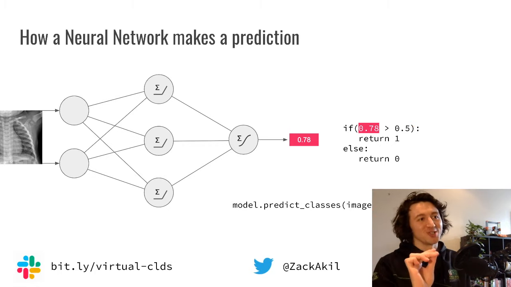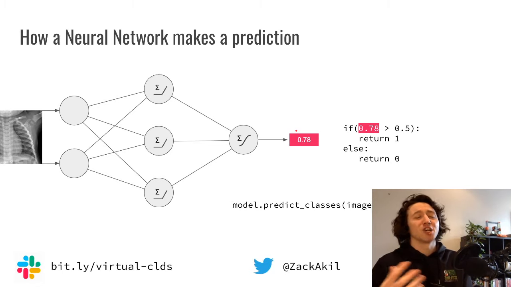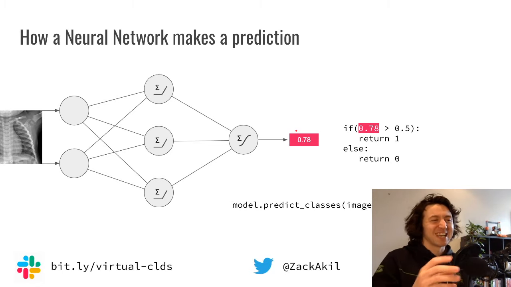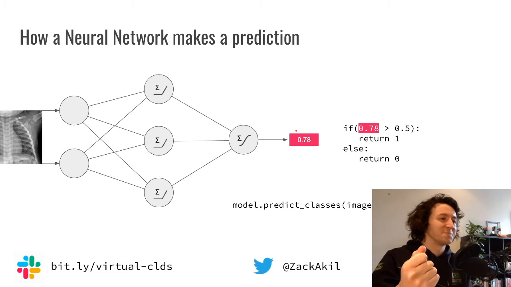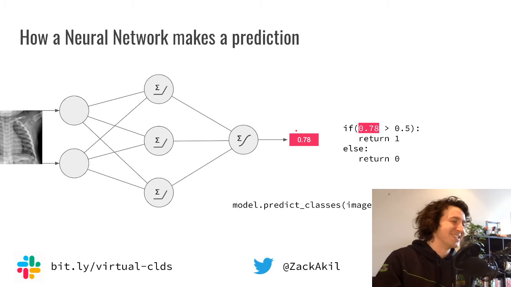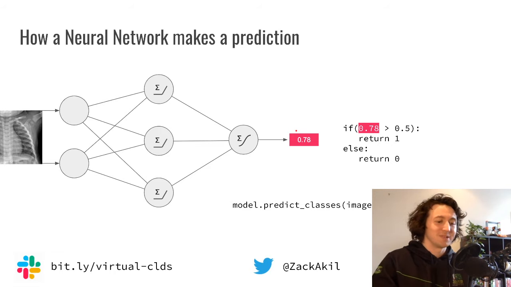This is crucial: the raw output from the model is not just a 1 or 0. It's kind of like a confidence, but not really. It's kind of like a probability, but not really. It's like a signal strength. It's got a lot of signals saying that it's probably pneumonia. It's not a true probability, but you can use it practically as a probability.